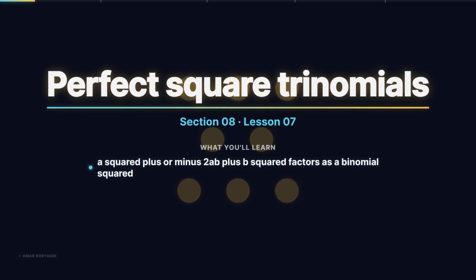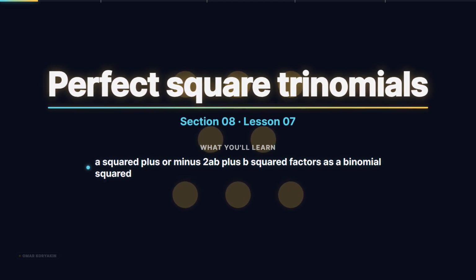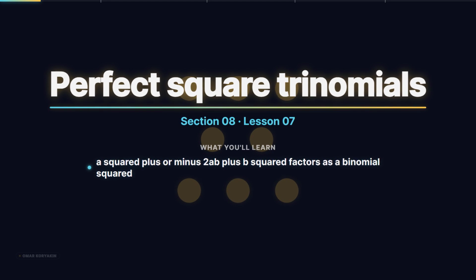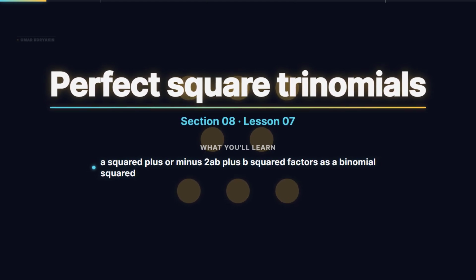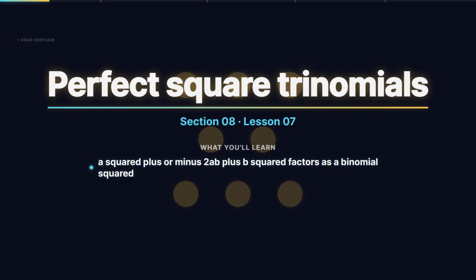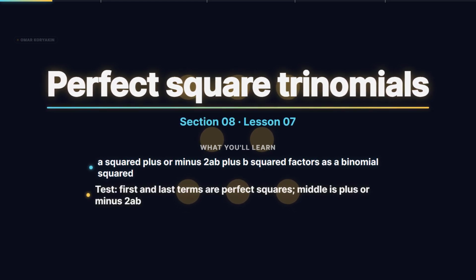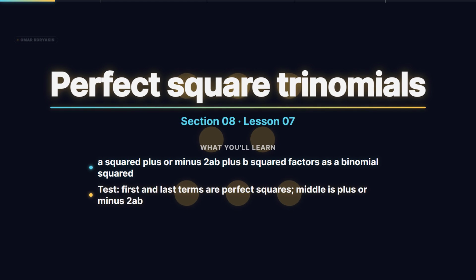There are two formulas to recognize. Plus form: a squared plus 2ab plus b squared equals the quantity a plus b, squared. Minus form: a squared minus 2ab plus b squared equals the quantity a minus b, squared. The only difference between them is one sign flip on the middle term.